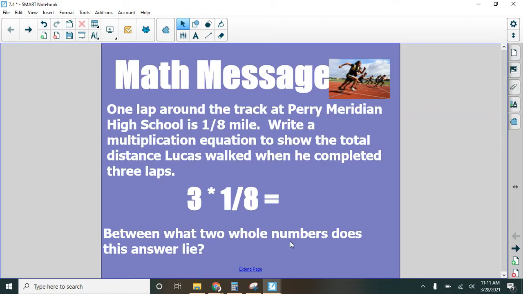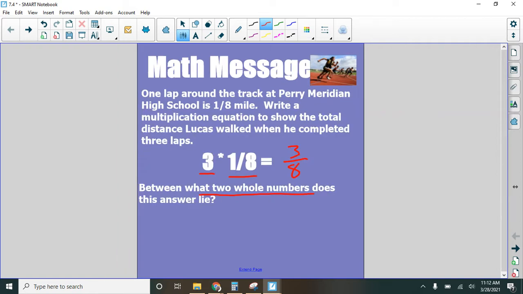Okay, so we've got our math equation here already put out here, so that's nice, right? He goes around the track 3 times, and each time is 1/8, and so we should have said 3/8. Right? Because we're multiplying the whole number times the numerator. Now, between what two whole numbers does this answer lie?